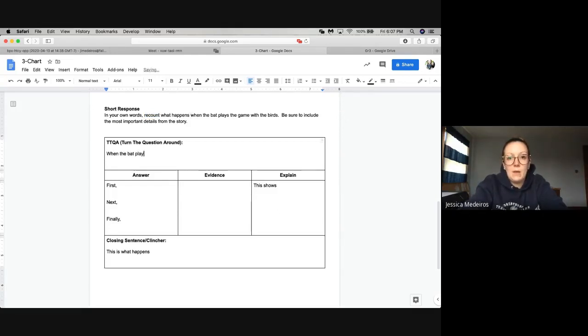When the bat plays the game with the birds, we're going to write about a few things that happen. So I'm going to say many things happen. Now remember, I can look at those paragraphs in the story, and I'm going to talk about what happens first when the bat plays the game with the birds, what happens next when the bat plays the game with the birds, and finally, what happens when the bat plays the game with the birds.